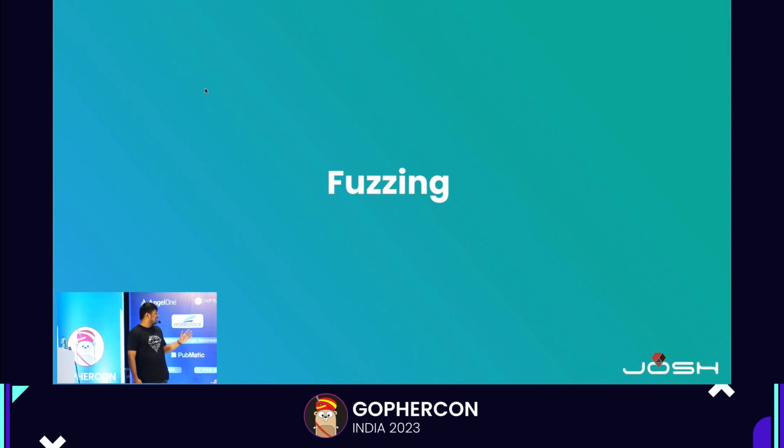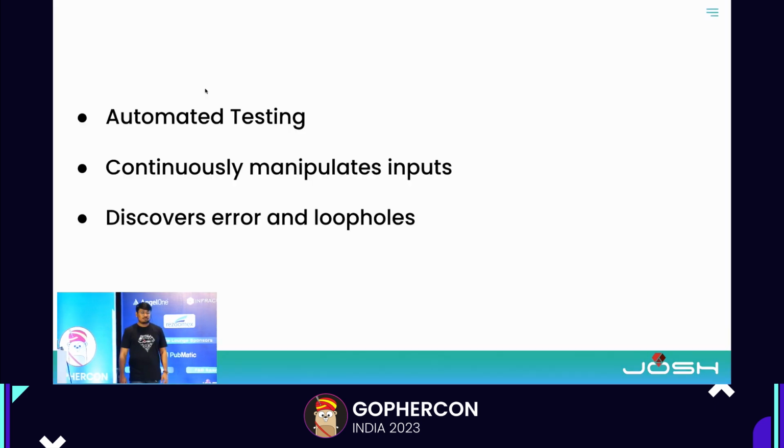So what is this fuzzing thing? Even the name is a little bit fuzzy, right? Fuzzing is nothing but a type of automated testing which continuously manipulates input to a program to discover coding errors and security loopholes. So instead of testing your program with a small predefined set of inputs, it comes up with new inputs, and tries to test your program against that. And in turn, it is able to find logical and functional bugs in your code.